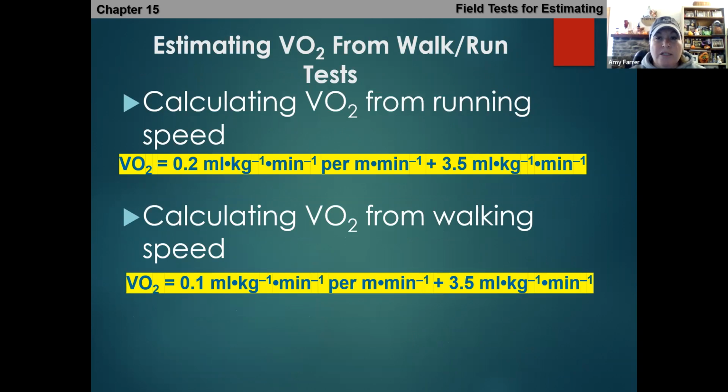So here are some equations that you will need for your exercise prescription. Whether you're doing this running or looking at it from walking, this will give you what you need to plug in, okay?